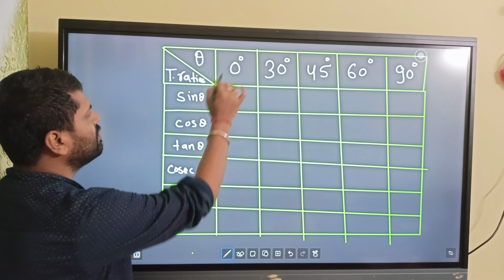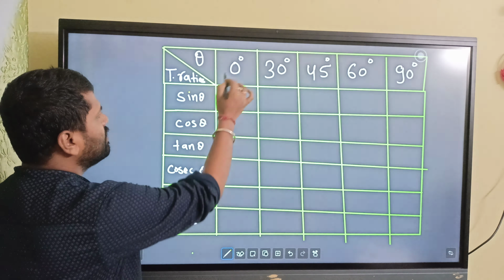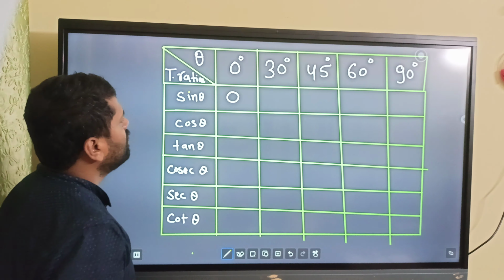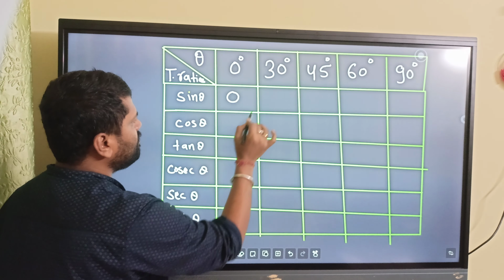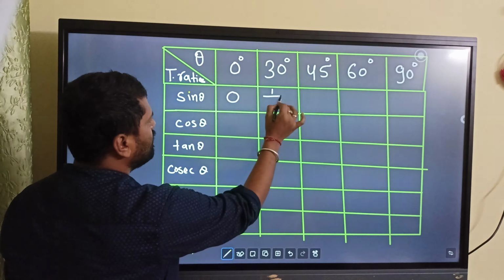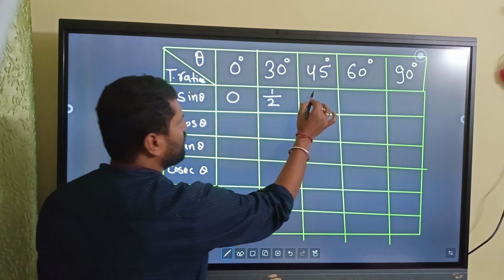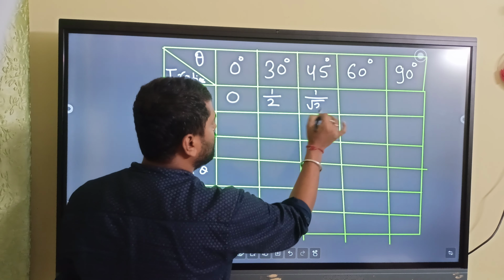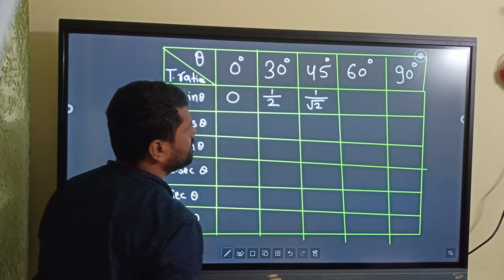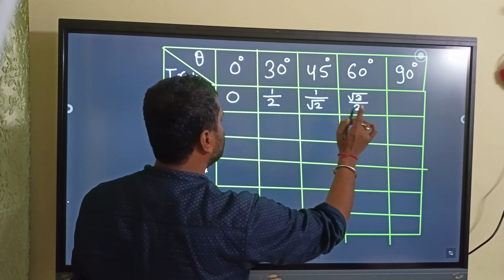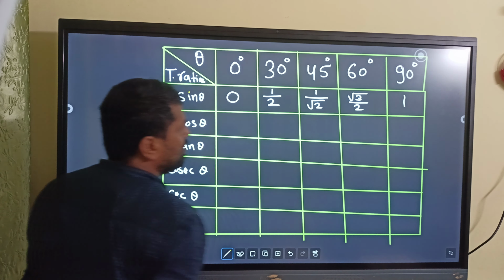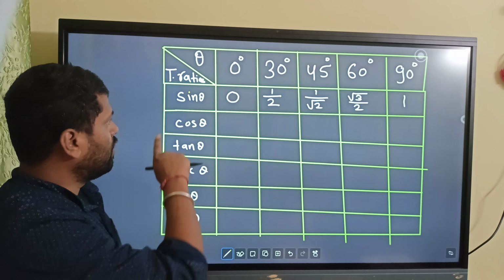So we'll see here sine 0. What is sine 0? Sine 0 is 0. What is sine 30? 1 by 2. What is sine 45? 1 by root 2. What is sine 60? Root 3 by 2. What is sine 90? 1. See, if you know only the sine values, you can do everything.